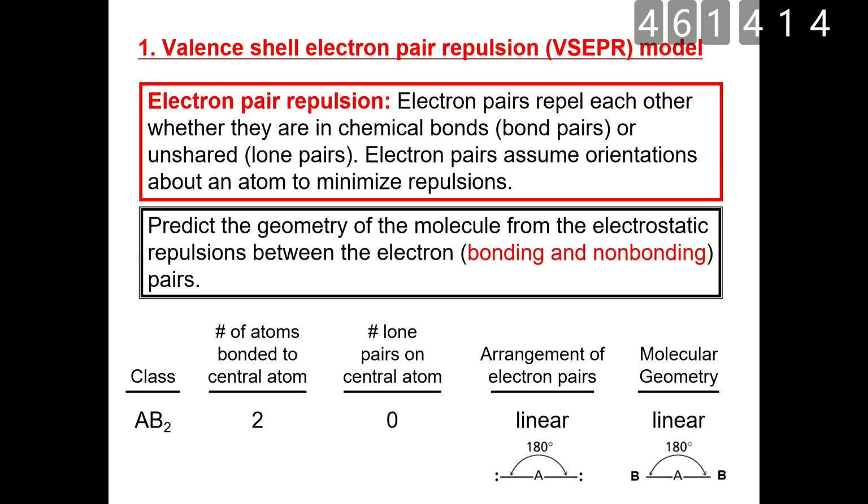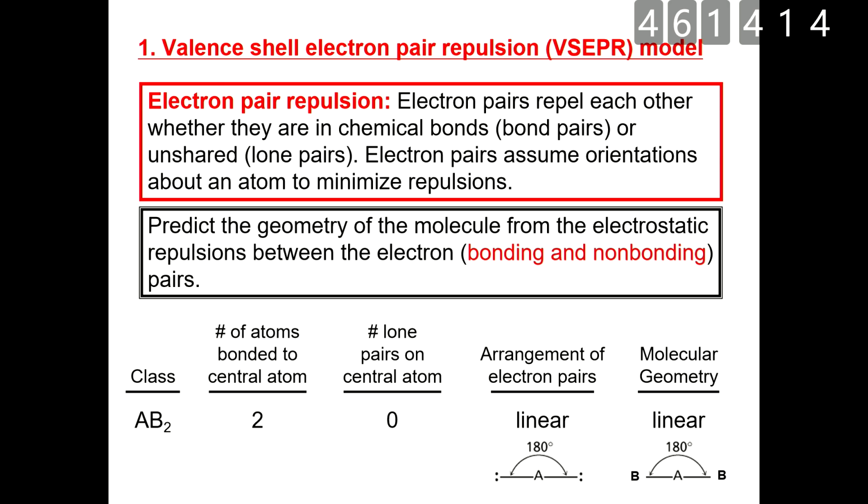In this model, basically electron pairs repel each other whether they are in chemical bonds or unshared. It is easy to understand because they have the same charge, right? We know particles with the same charge will repel each other. So electron pairs will repel each other.